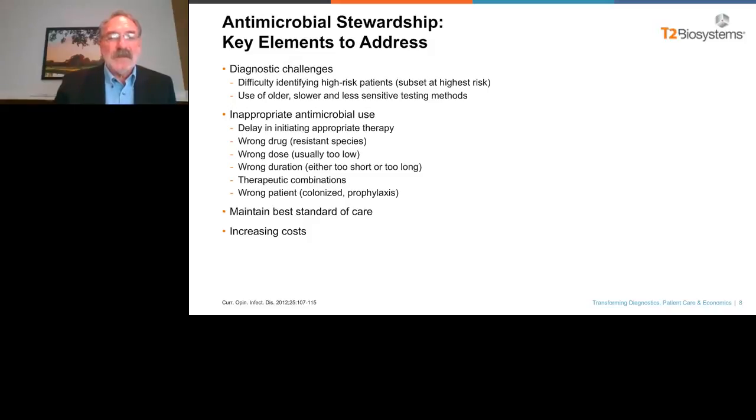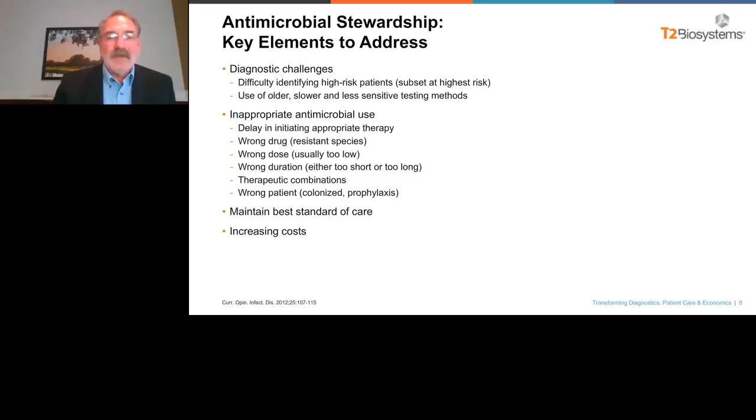Therapeutic combinations is an issue that I think everyone deals with, and the fact of the matter is there are very few therapeutic combinations that have actually been shown to be of advantage. Certainly in patients that are septic and you have potential for a multiplicity of different organisms, therapeutic combinations are used quite a bit. But being able to de-escalate and trim those combinations down to a single effective agent is again another objective for antimicrobial stewardship. And then treating the wrong patient.